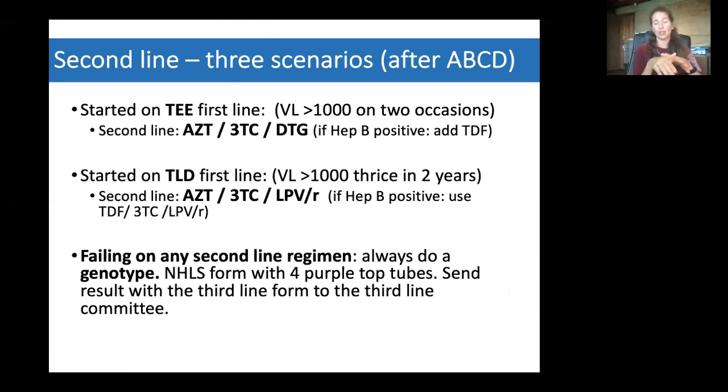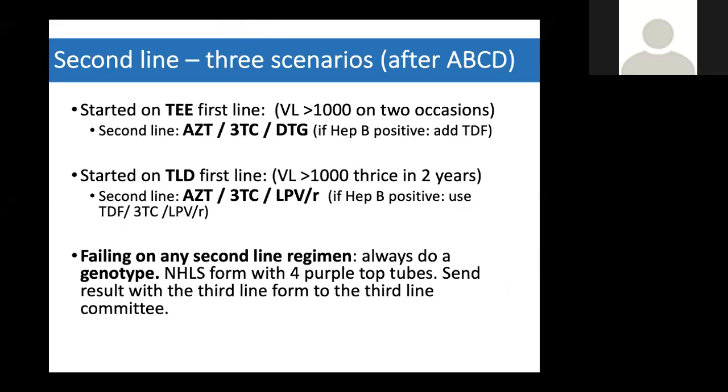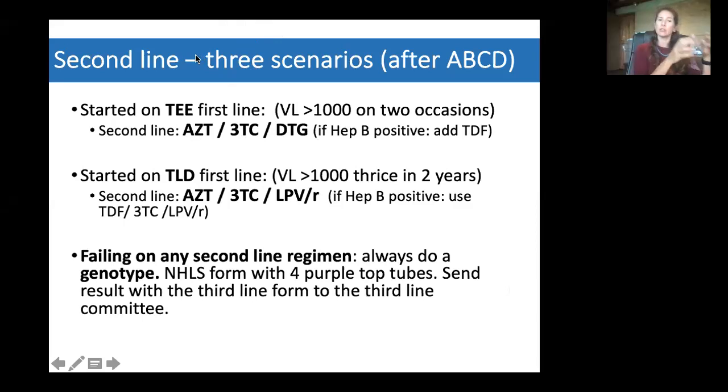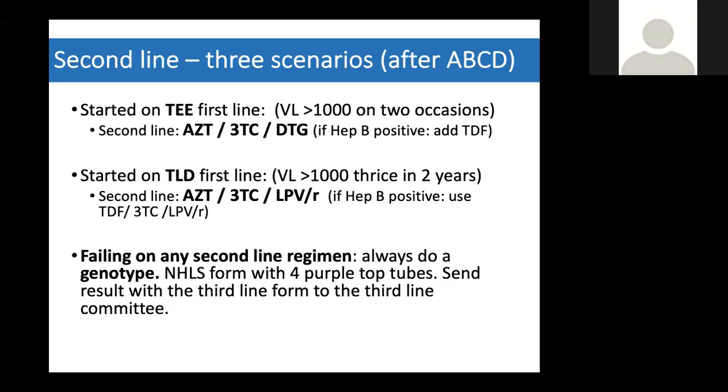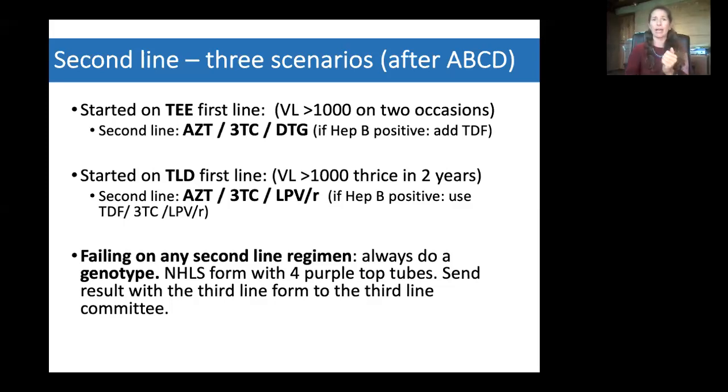And if anybody fails on any of those 2 second line regimens, so you note that this is their second line that they are taking, you have to do a resistance test. So going from first line to second line, you don't need to do a resistance test. But when you want to go from second line to a possible third line, you need a genotype, whether they failed on the dolutegravir or failed on the lopinavir ritonavir. To do that, on the NHLS form, you turn it over to the back.